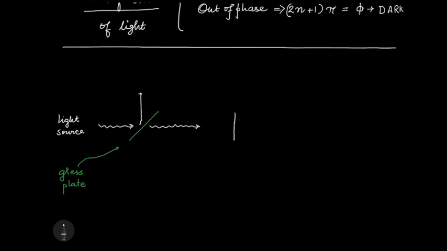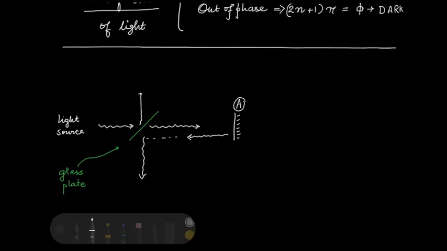And then you put a mirror here, so the light reaches the mirror and gets reflected back. I put A here; it's mirror A. This light comes back and gets reflected by this glass plate again and comes this way. Okay, so that is one light path.